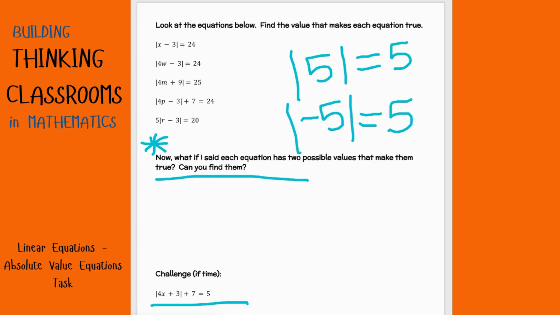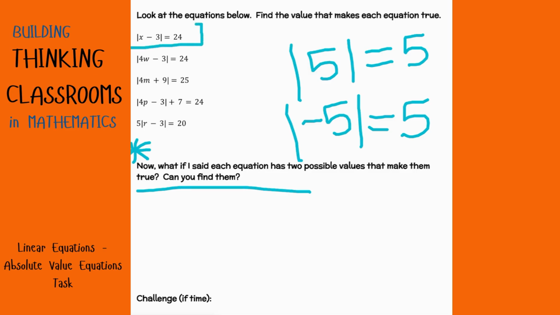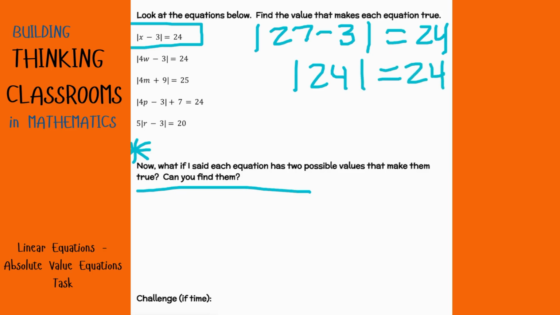Then we would point them back to that very first equation and say, okay, let's look at this. What you have figured out is you solved it with 24 being in the absolute value bars, because you did 27 minus 3 equals 24, and the absolute value of 24 is 24. But could you find a value for x that would give us a -24 inside the absolute value bars? And that would equal 24. And they naturally get to x being -21.